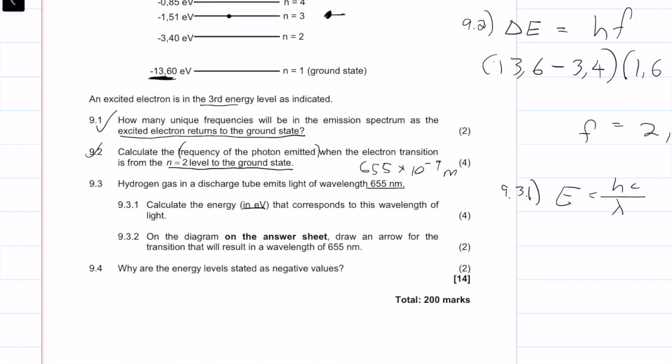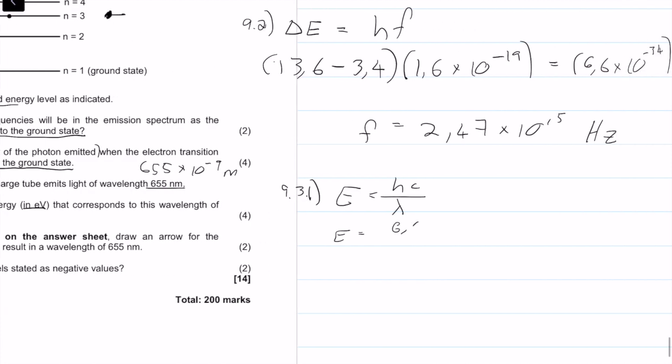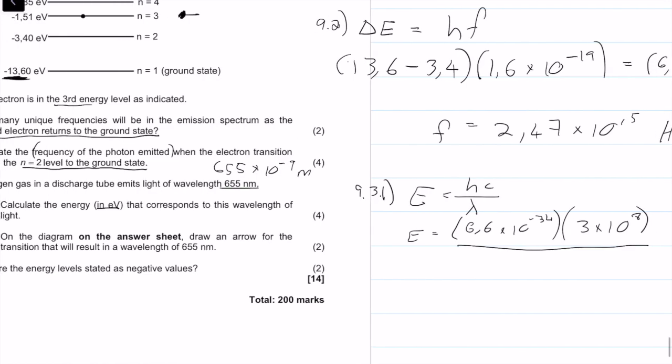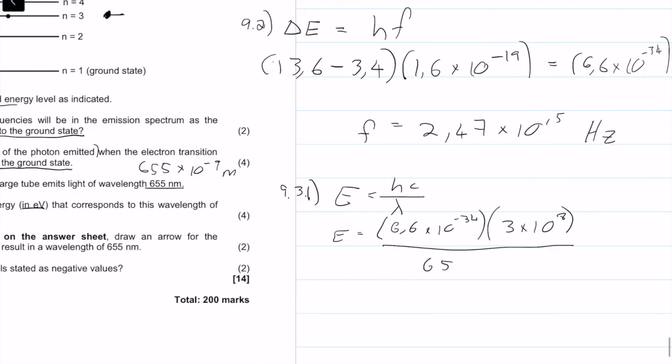So what we can say is that E is equal to Planck's constant, which is 6.6 times 10 to the minus 34, times c, which is the speed of light, 3 times 10 to the 8, all over our wavelength lambda, which is 655 times 10 to the minus 9. And we get E is equal to 3.02 times 10 to the minus 19. What are our units? Joules.